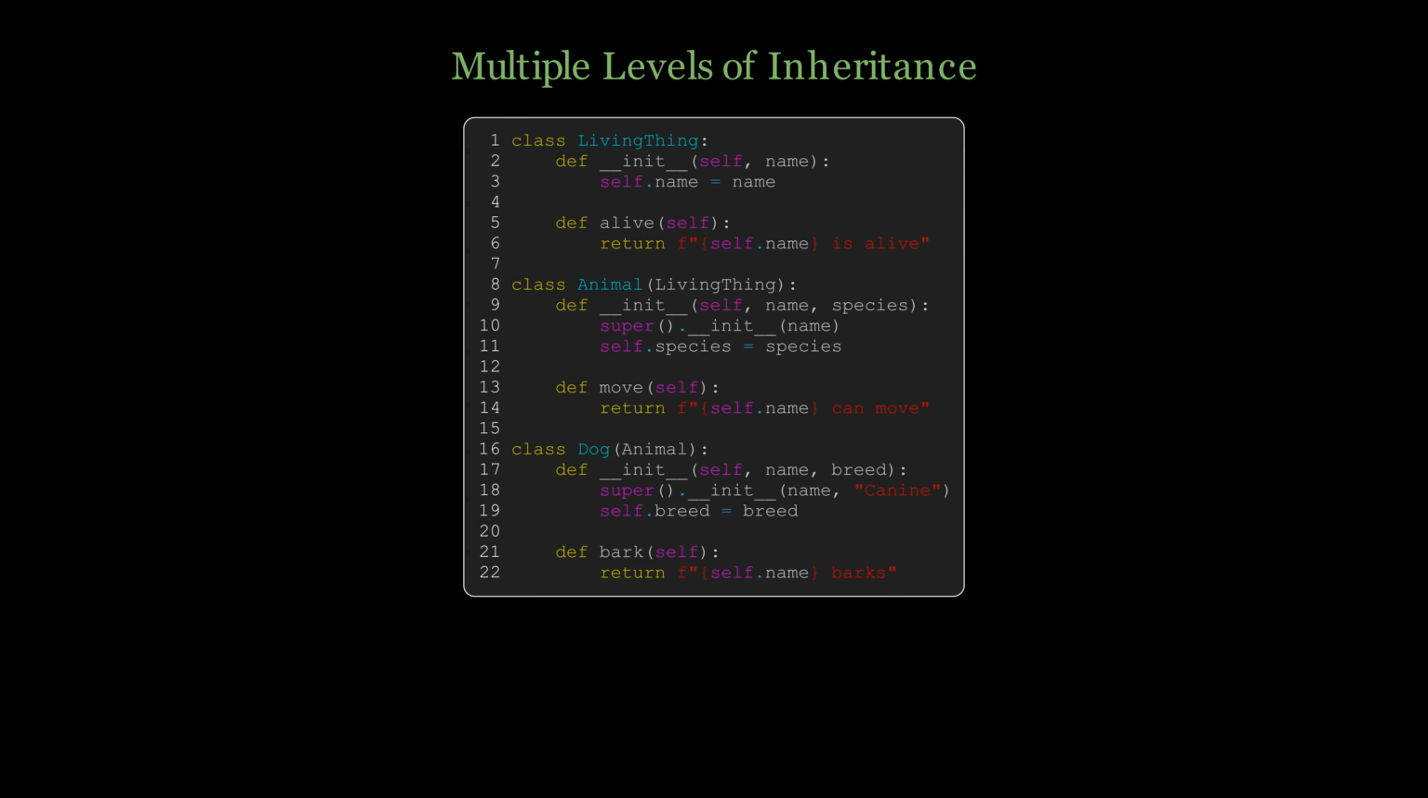Living thing is the base, defining what it means to be alive. Animal inherits from living thing and adds species and movement. Dog inherits from animal and adds breed and barking. Dog has access to methods from all 3 levels: alive from living thing, move from animal, and bark from itself. Each level adds more specific behavior.